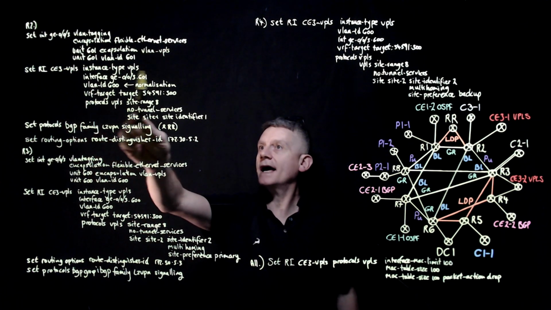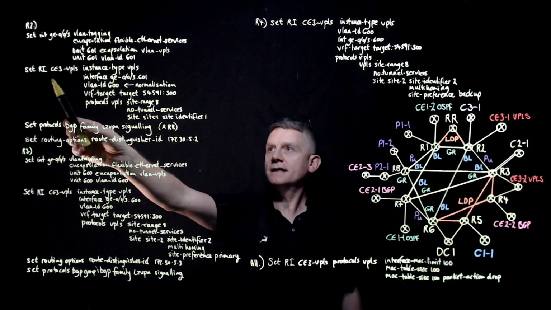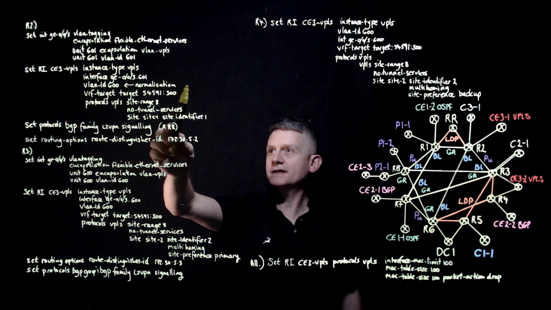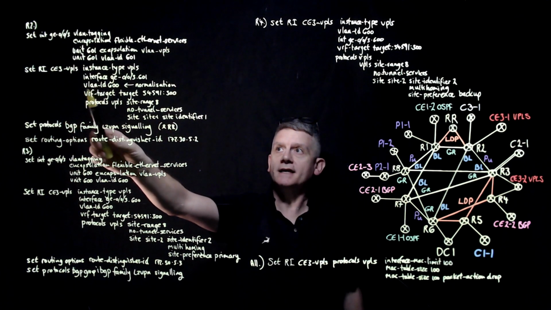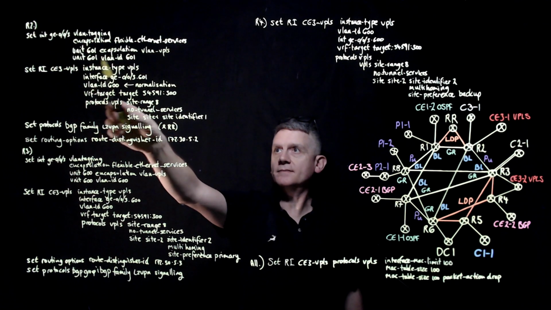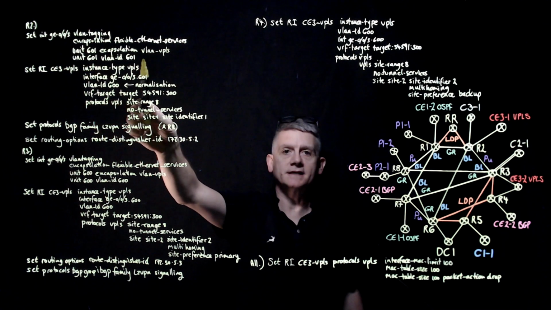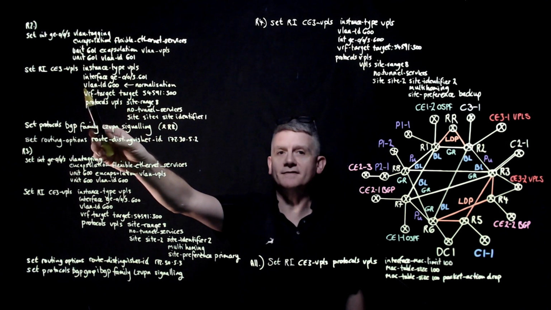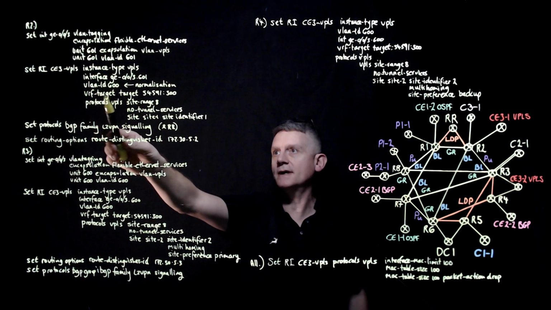Okay then, so we've got our routing instance type VPLS, put in our interface. Here we have our VLAN ID, and it actually normalizes the VLAN from the interface. The interface is 601, VLAN ID and the VPLS is 600, and that will normalize quite nicely.